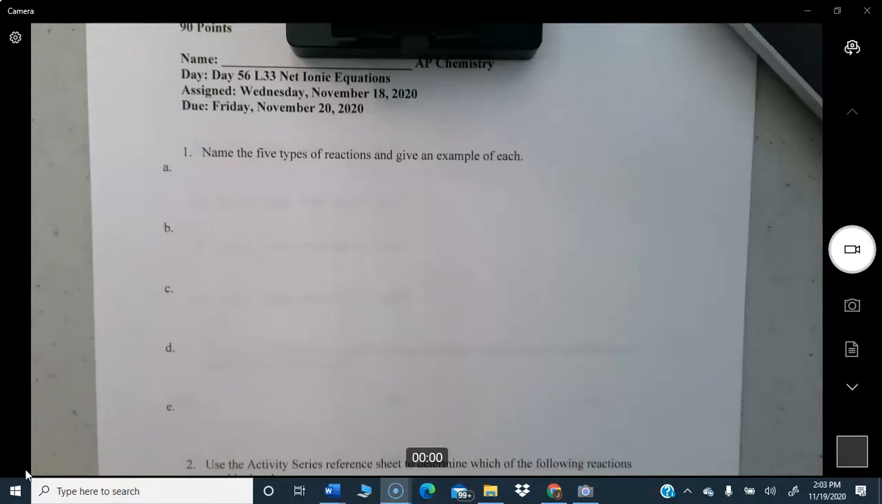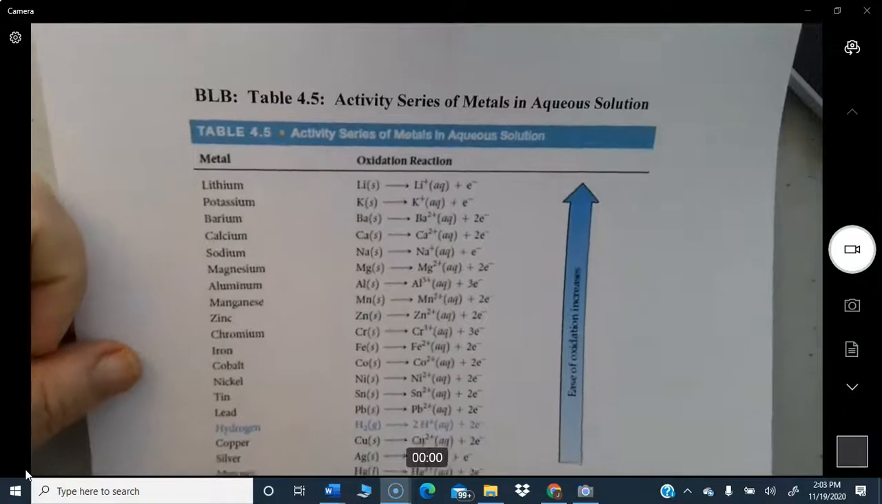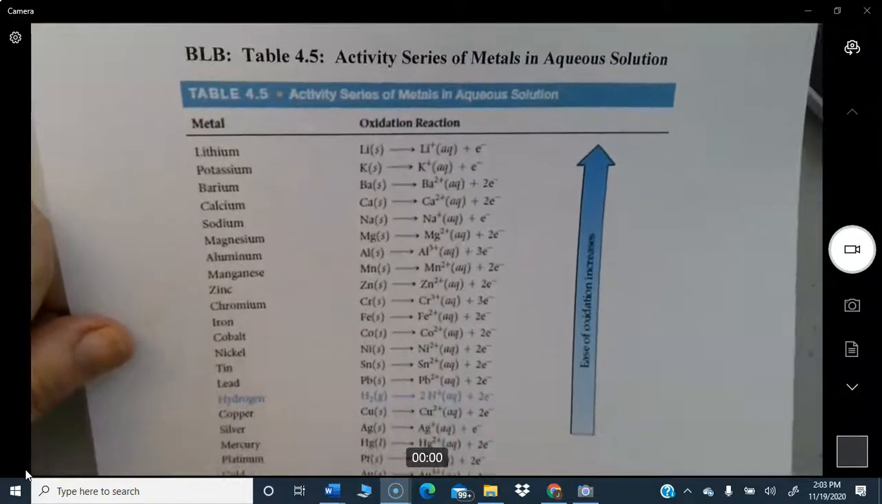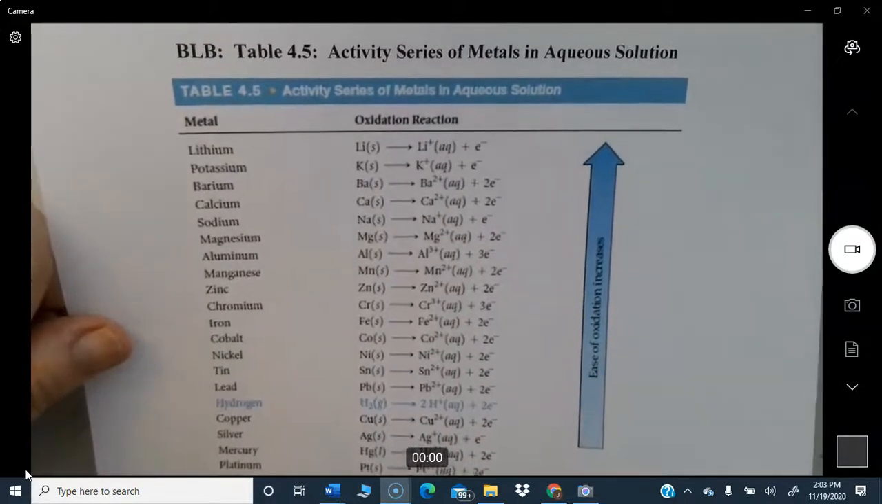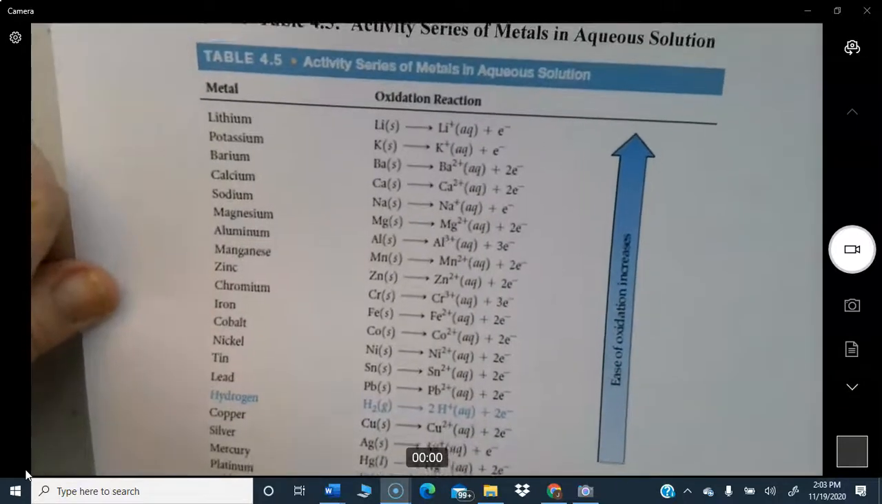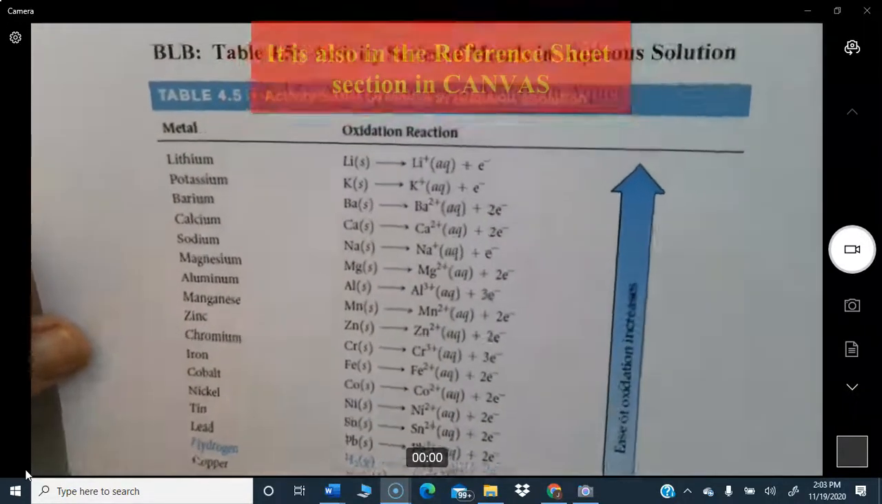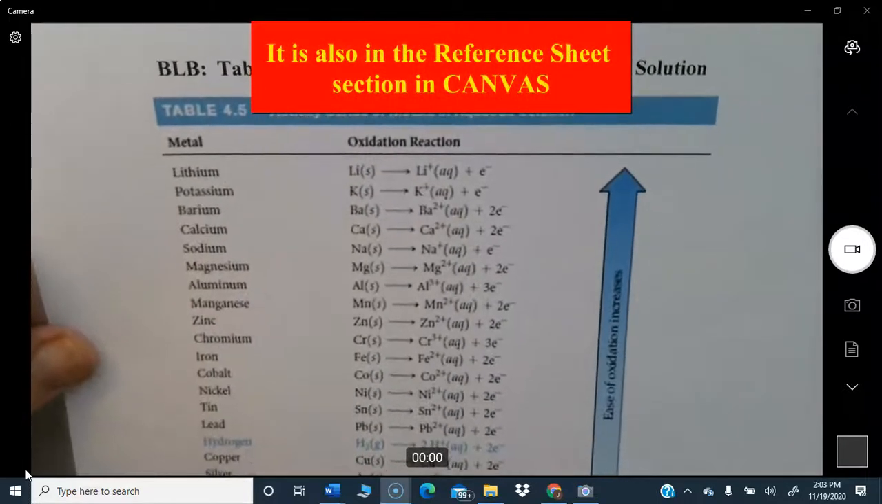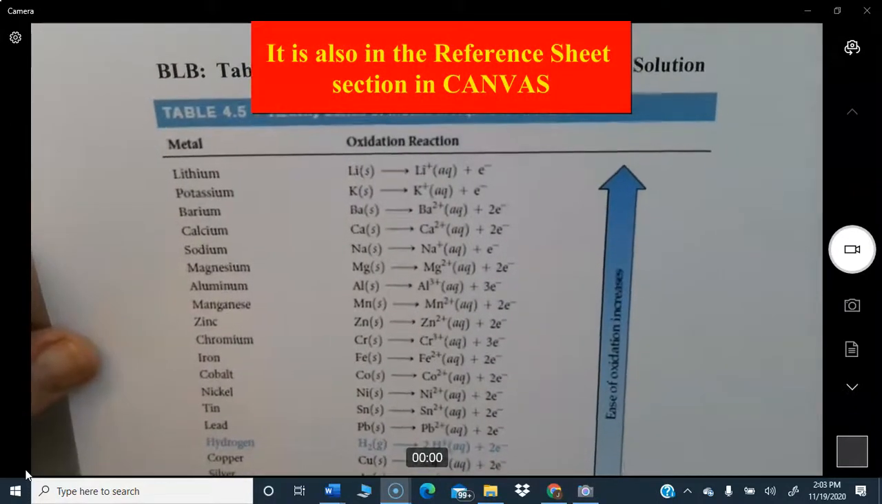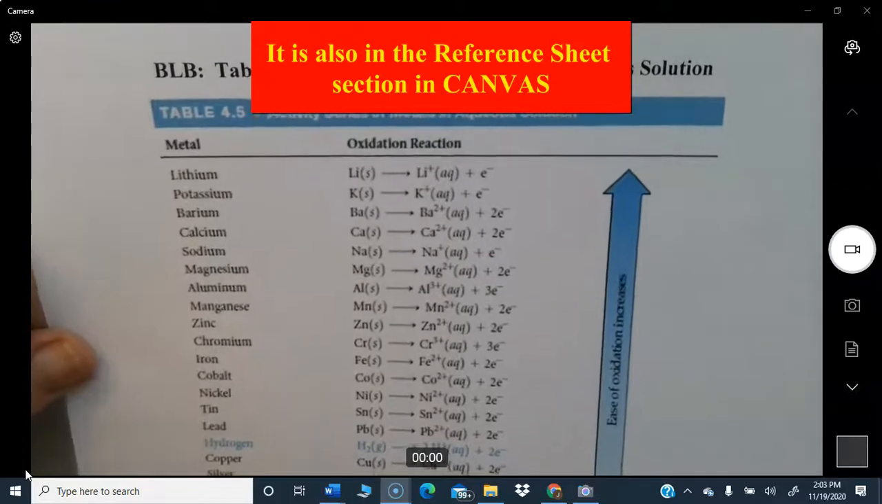Now the rest of this assignment is going to require a variety of different sheets. So let's go over what you should have available, either pulled up on a tab or preferably printed out. Right here is a table called the activity series, and we'll talk about what that is. You should have that out and available. This comes straight from your textbook. You can open to the appropriate page and find that table in your textbook.